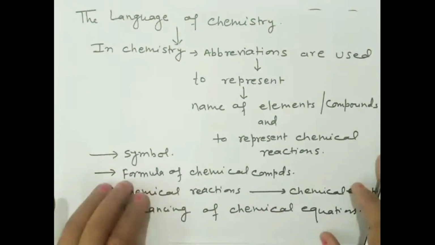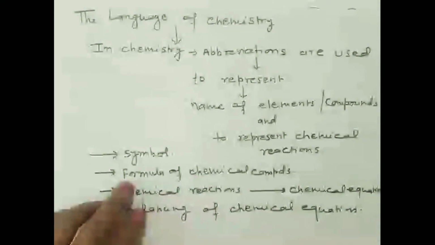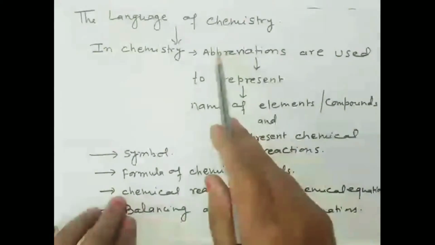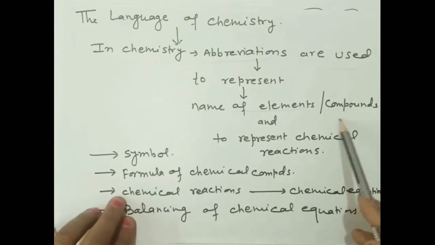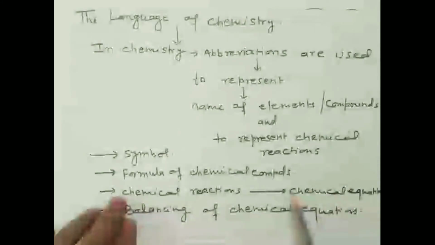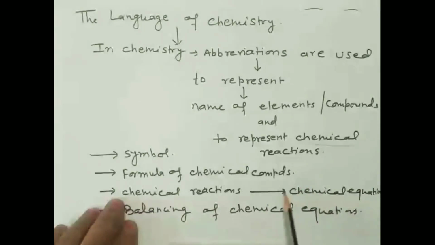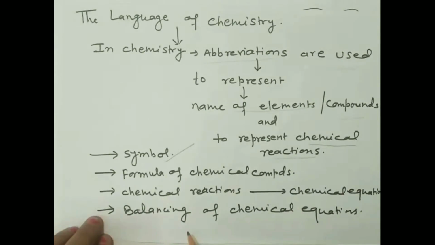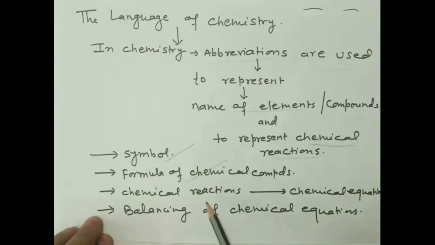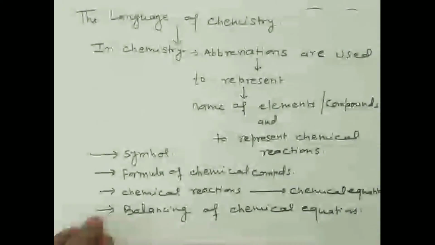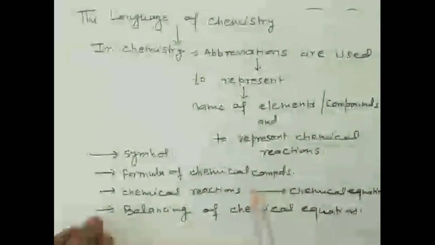In this chapter, in language of chemistry, we are going to talk about the abbreviations that are used to represent names of elements and compounds. We will learn to write chemical reactions in the form of equations, to write symbols of the elements, formulas of the chemical compounds, and how to write balanced equations to represent the chemical reactions. So, we will talk about one by one.